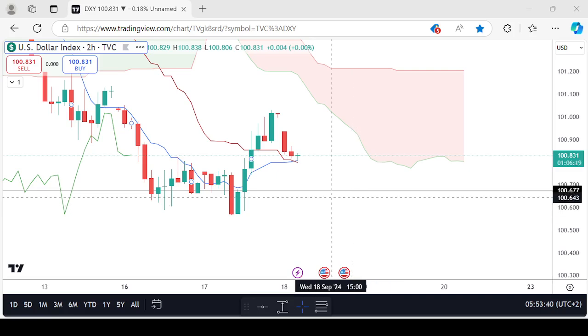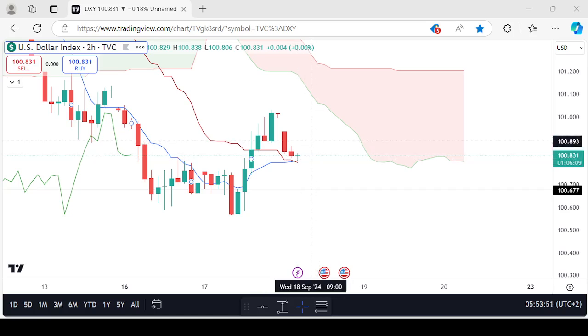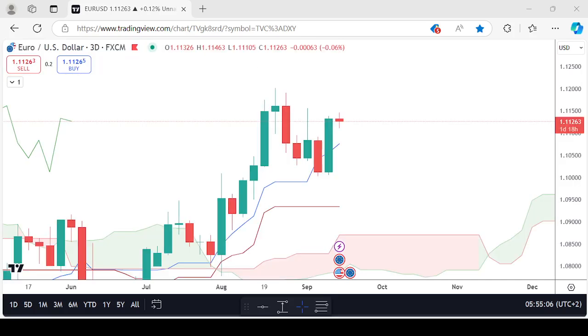Okay, from here we're going to look at the Euro USD and make our conclusions. But from this study, if the dollar index is bullish, the Euro USD is going to be bearish. Okay, let's look at the Euro USD. So I'll start by looking at the 3 days candlestick setup. So each candlestick here represents 3 days.